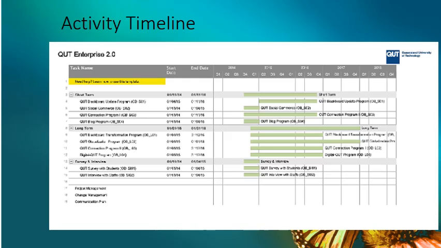From the graph, we can see that the short-term activity usually takes around 1 year to finish, and for the long-term activities, it would take around 2 years from the beginning of the activity until the completing of the project.